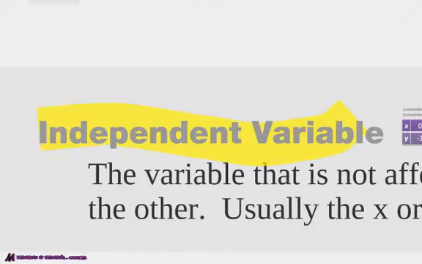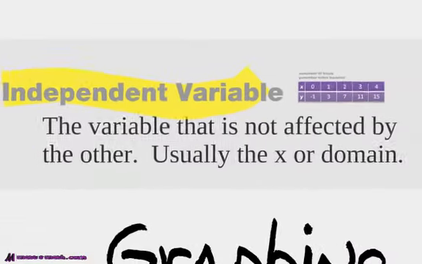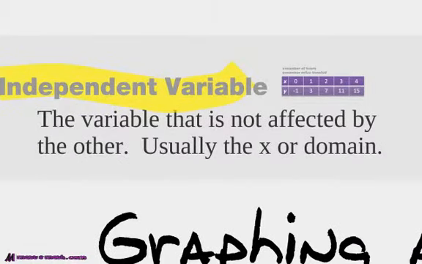All right, well, let's talk about what an independent variable is. This is something you might hear occasionally in math, especially dealing with functions in the domain and range. Well, the independent variable is the variable that's not affected by the other one. It's usually the x or the domain. It's the independent variable and it's not affected by the other variable, the y. Just like the input, you put in the x value, what spits out? The y. So you get to choose the x value.